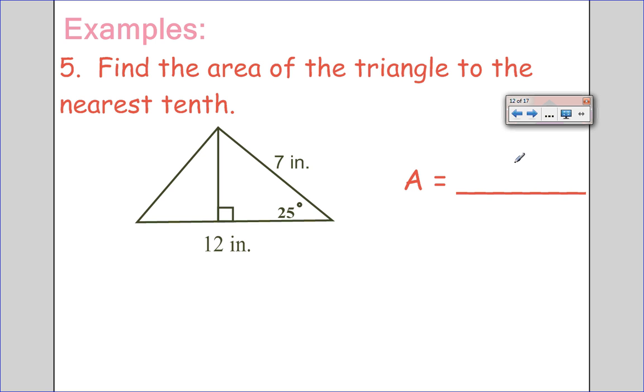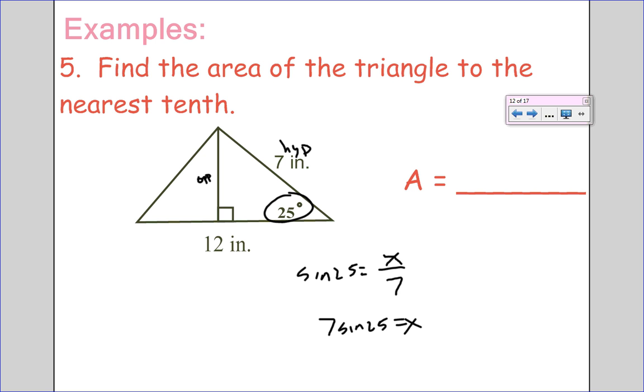All right, pause the video and see if you can use trig to find your missing height. All right, reference angle is 25. This is the opposite side of this hypotenuse. So once again, I'm using sine of 25 equals x over 7. So 7 sine 25 equals x. Multiply it through. You get that the height is 2.958.